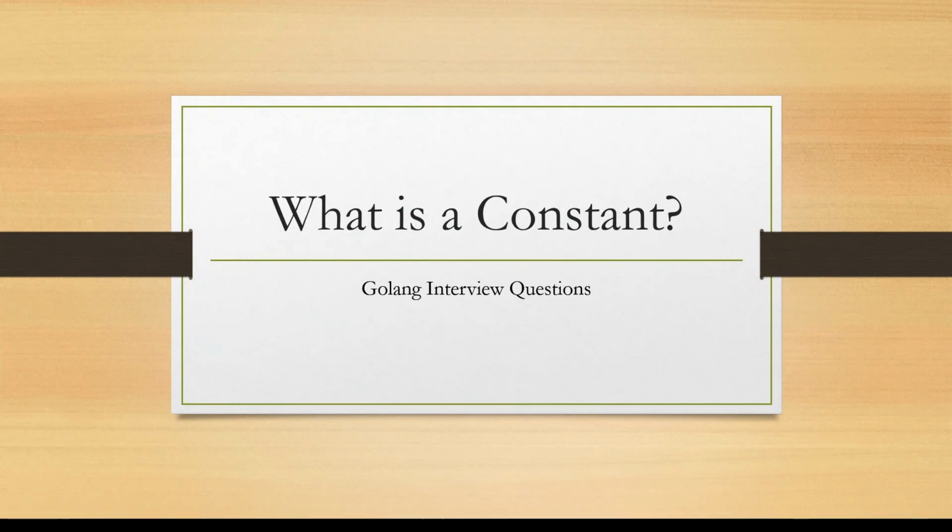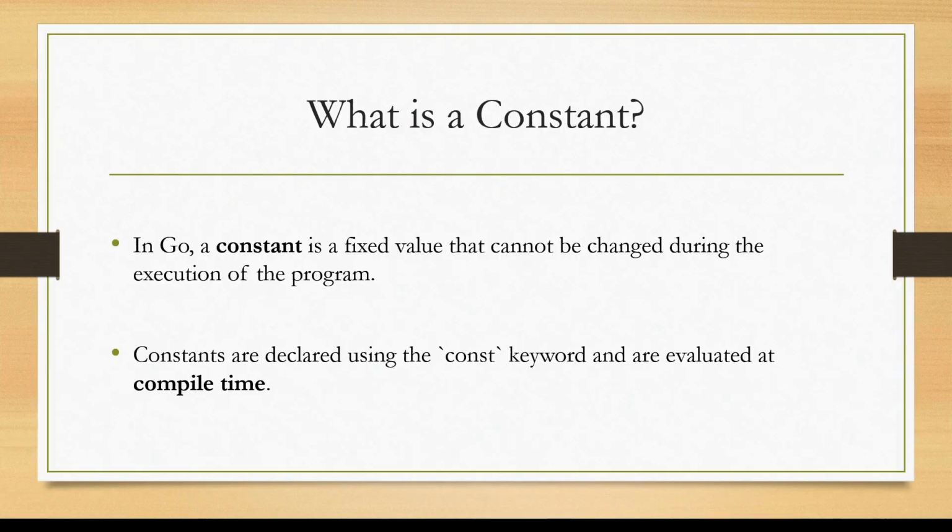In today's video, we will talk about something really simple but super important in Go: constants. So in this slide, in Go, a constant is a fixed value that cannot be changed during the execution of the program. Constants are declared using the const keyword and are evaluated at compile time. So let's break this down.